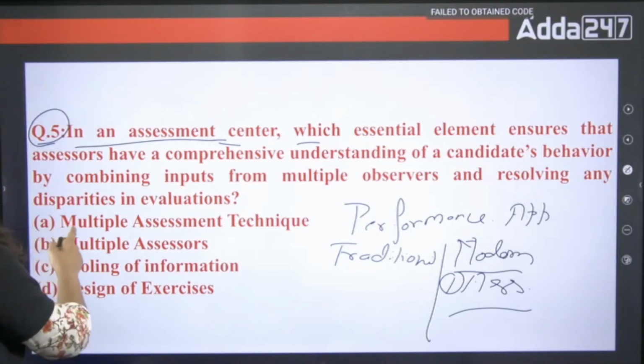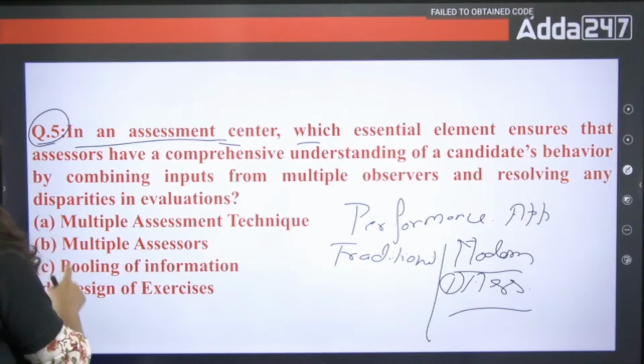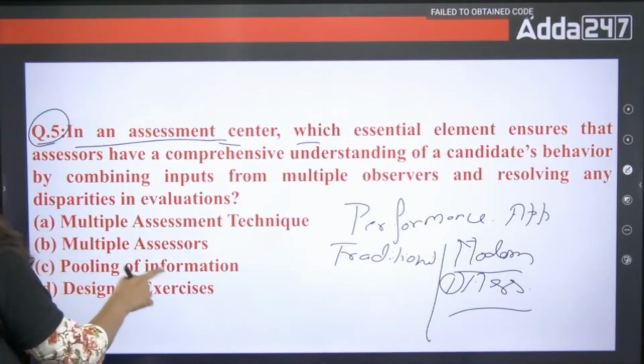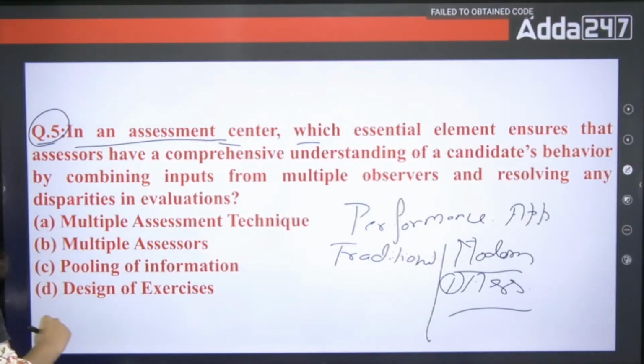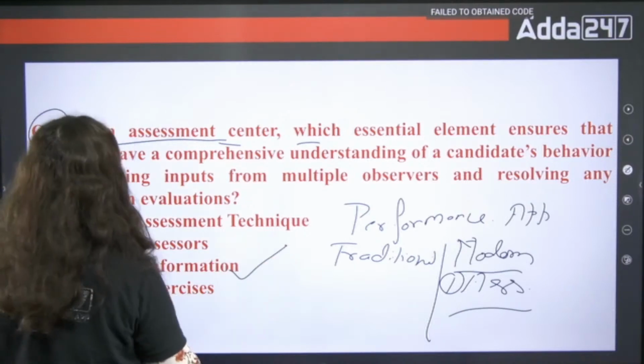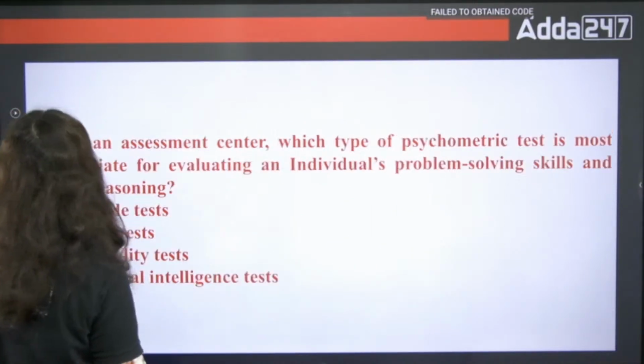So option A is multiple assessment techniques, B is multiple assessors, C is pooling of information, and D is designing of exercises. Pooling of information is the correct one.